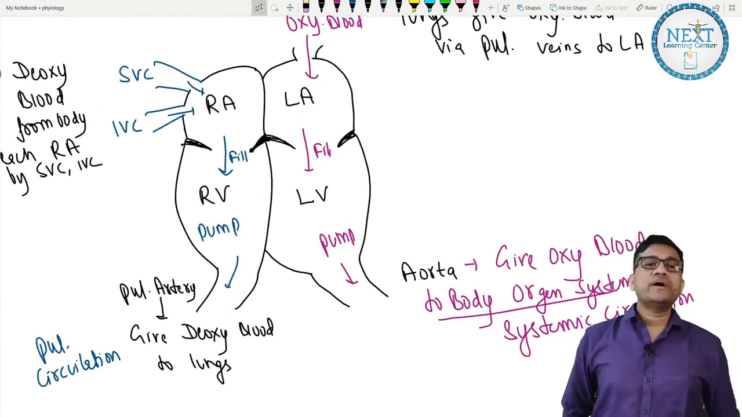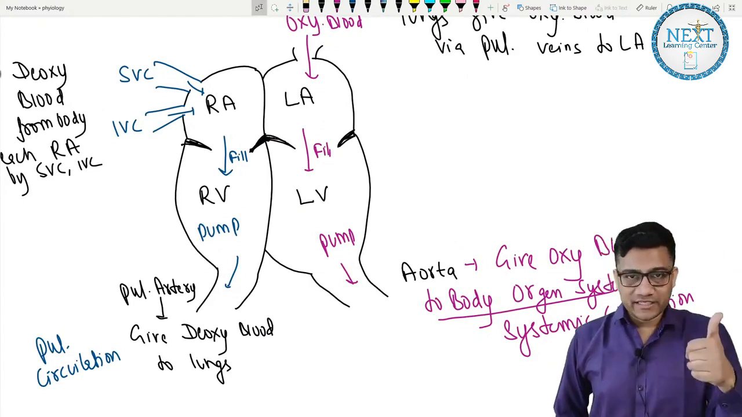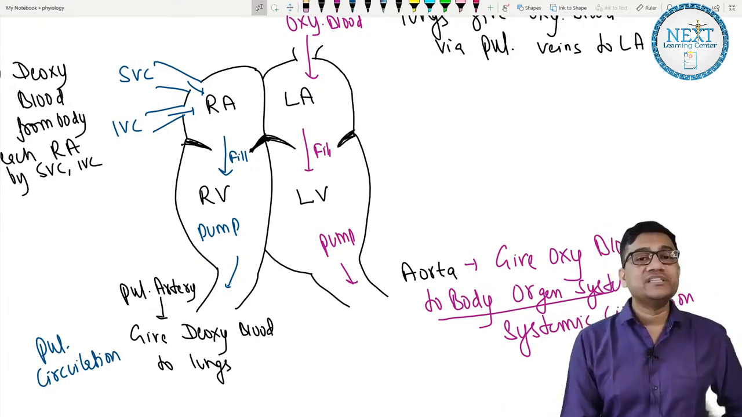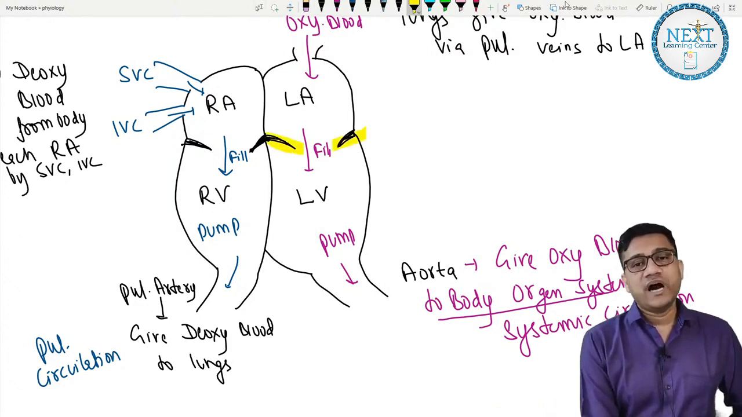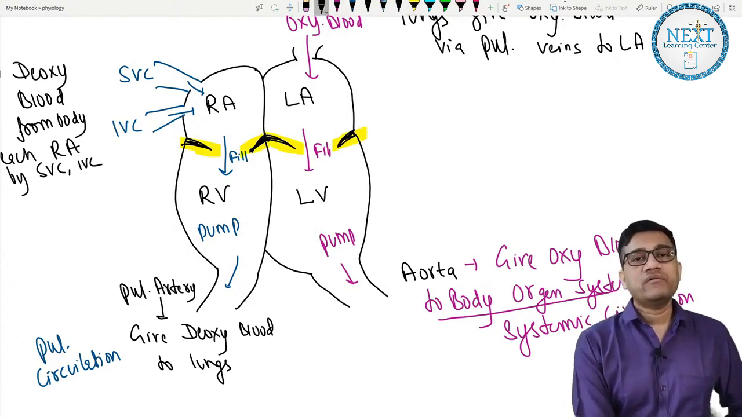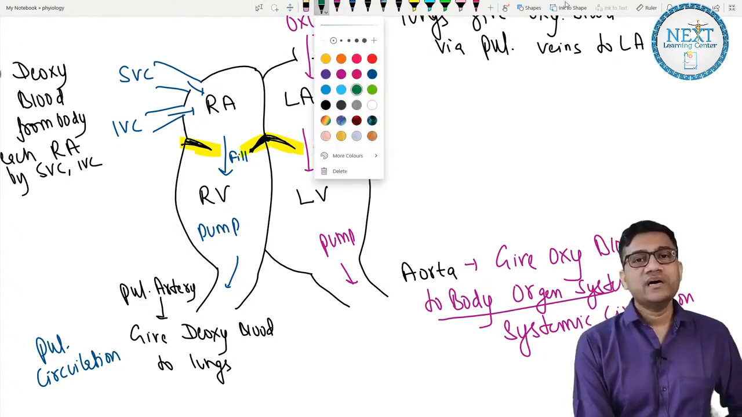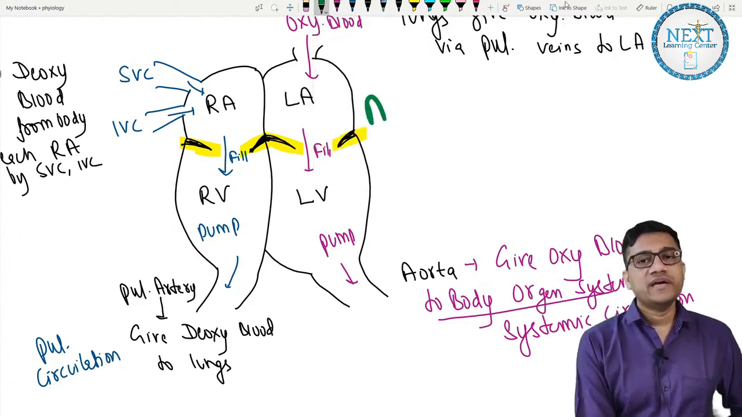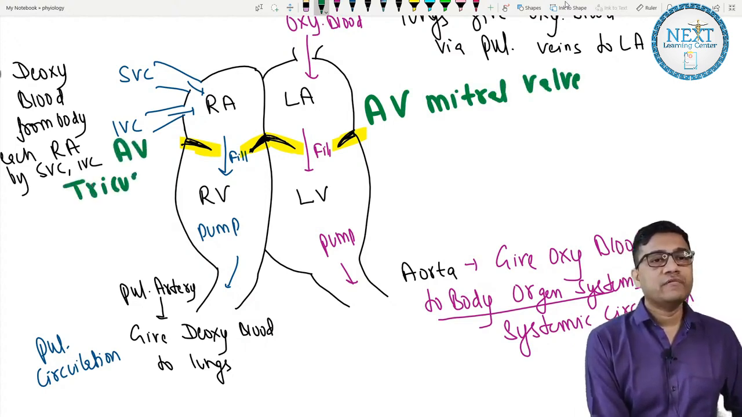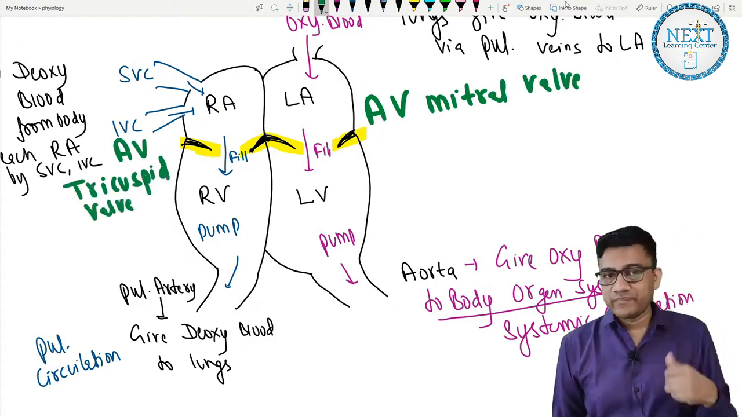Now last thing, should the blood go from atria to ventricle? Yes. But should the blood go from ventricle to atria? No, no, no. So that is why we need to prevent the regurgitation by putting valves. So there are valves between atria and ventricle called the atrioventricular valves. So these are AV valves: the AV mitral valve, and this is the AV tricuspid valve.